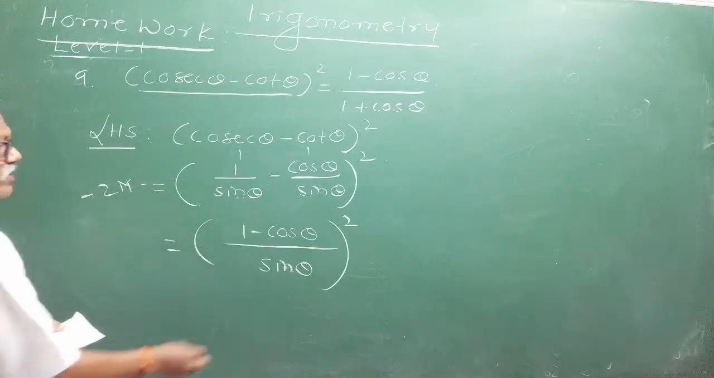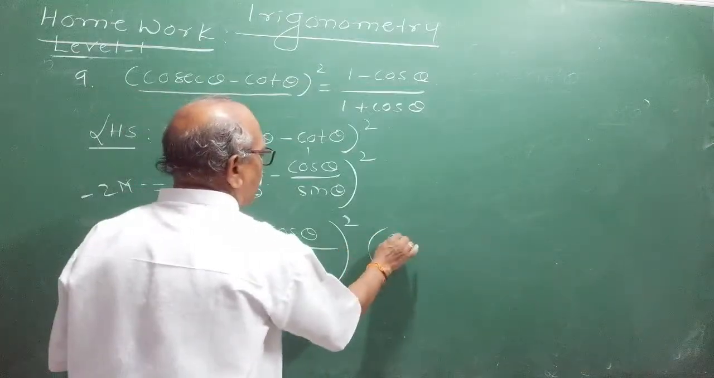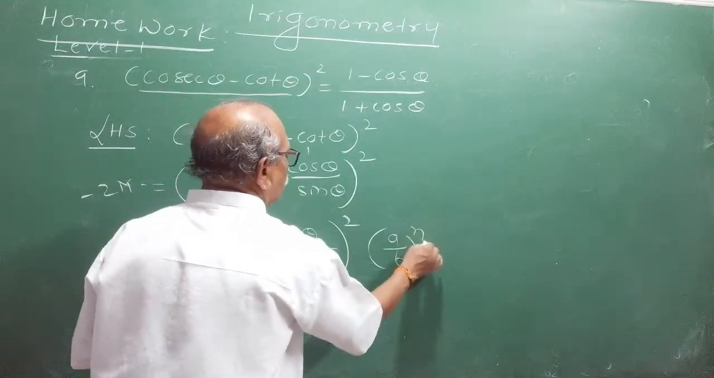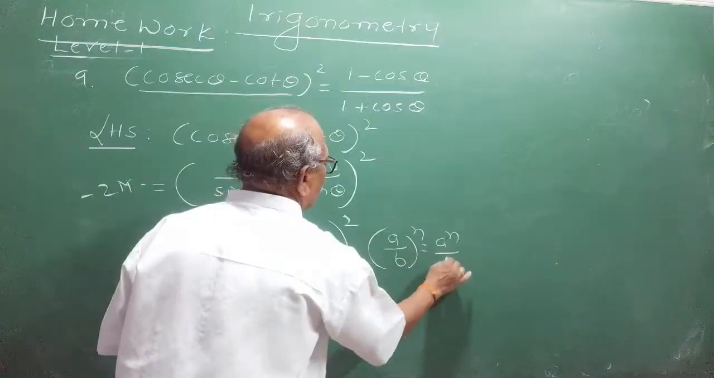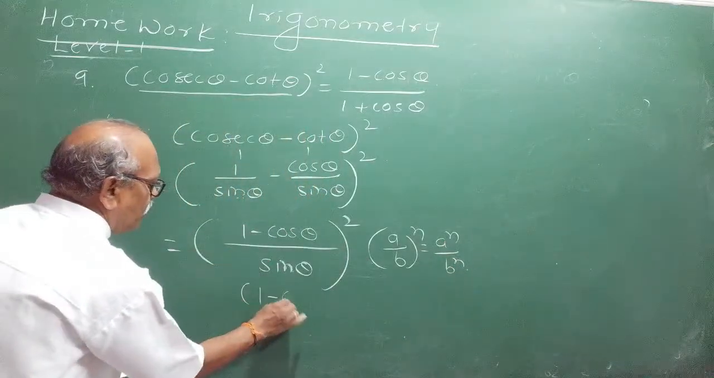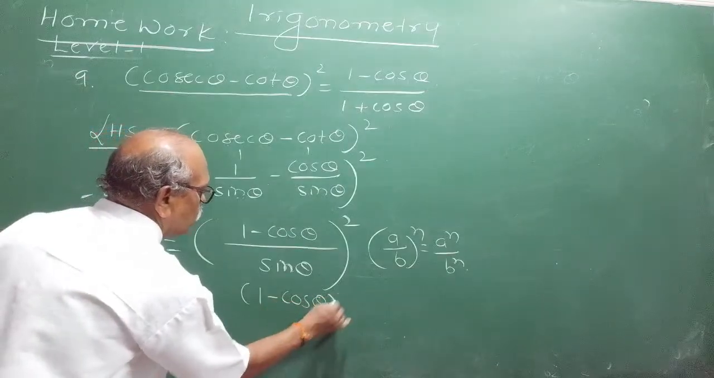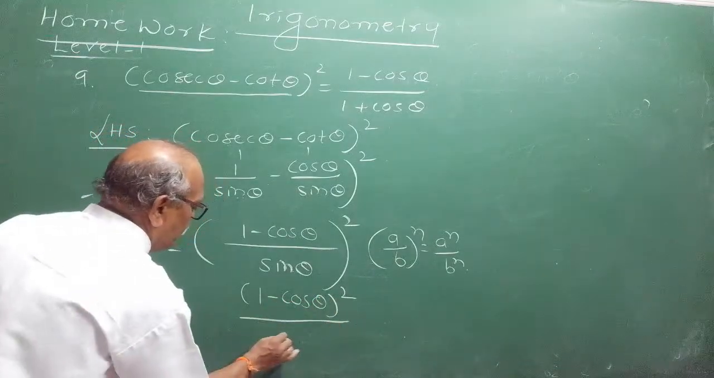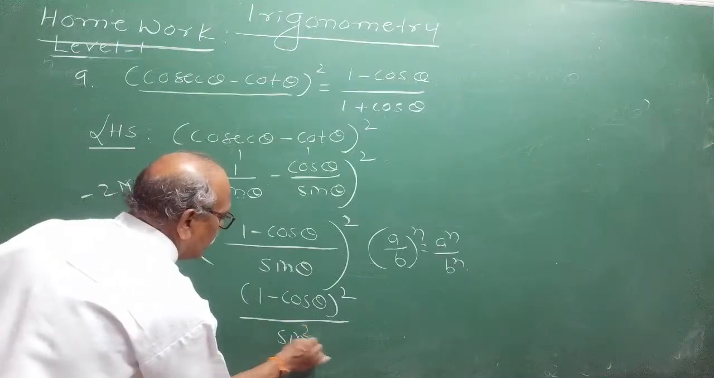What is the next step? Both of them are squares. What is (a by b) raised to n equal to? Is it not a raised to n upon b raised to n? Therefore, can I write it as (1 minus cos theta) whole square divided by sin square theta?